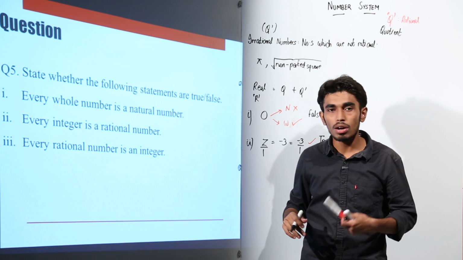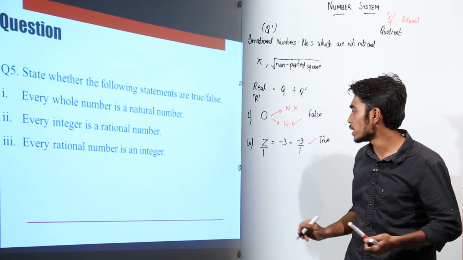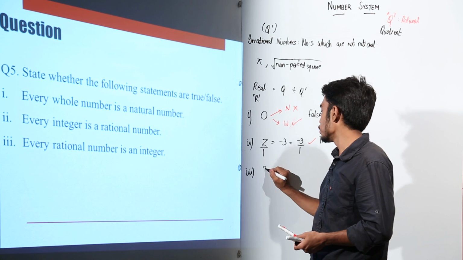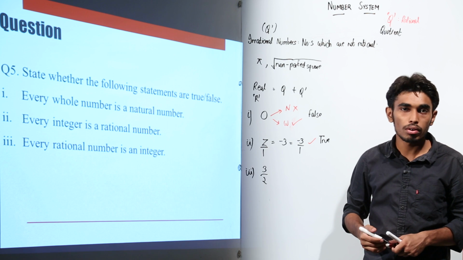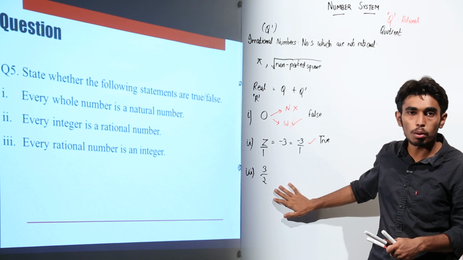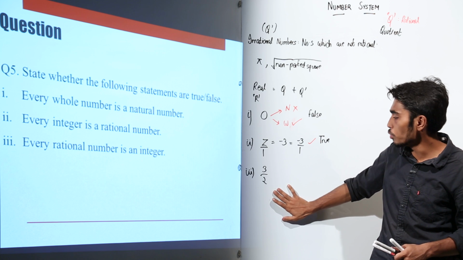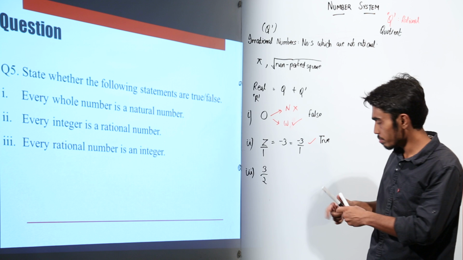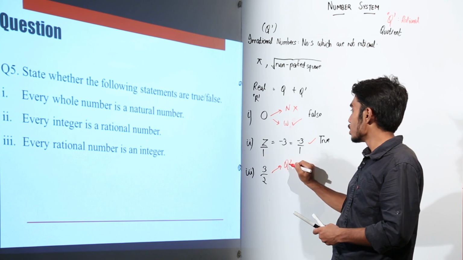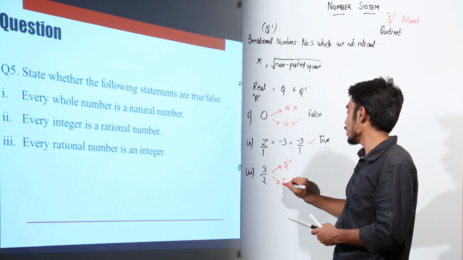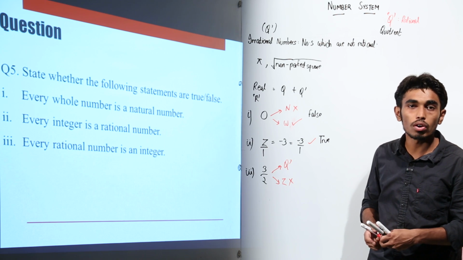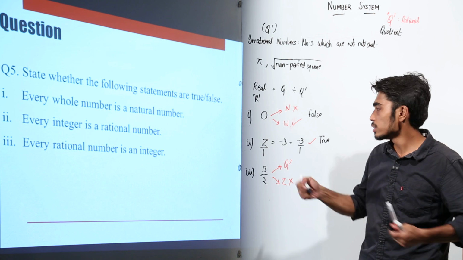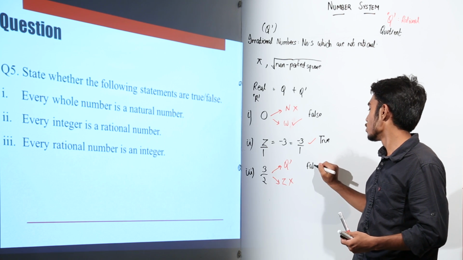Now the vice versa of the statement: every rational number is an integer. I can give so many examples, right? For example, 3 by 2 is a rational number. It has a numerator and a denominator, the denominator is not equal to 0, and both are integers, right? This is a rational number, but this is not an integer. Z stands for integer, so this is not an integer. So this statement, that every rational number is an integer, is also a false statement.